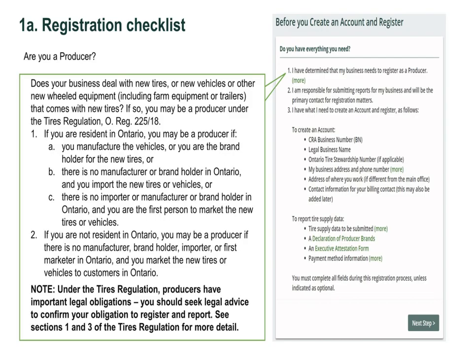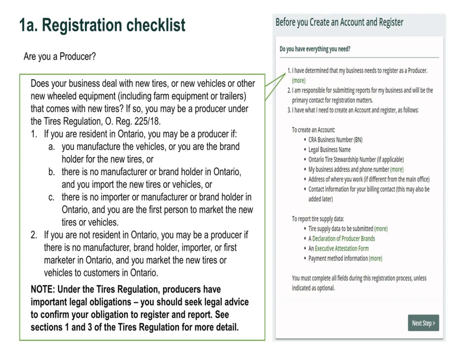So I'm going to start with what you need to know before you come in to register. Obviously, the biggest question for a producer before coming in to go through the registration process is to determine if, in fact, you actually are a producer. And the starting point is, does your business deal with new tires, or does it deal with new vehicles or other wheeled equipment, including things like farm equipment, trailers, wheelbarrows, anything that's got wheels that have tires on them? Does your business deal with any of those things which involve new tires? And if that is the case, then you may well be a producer under the tire regulation.